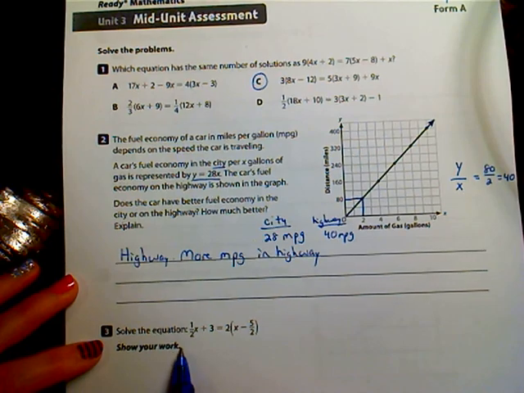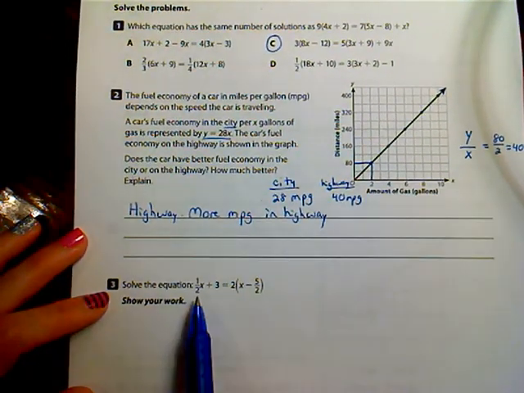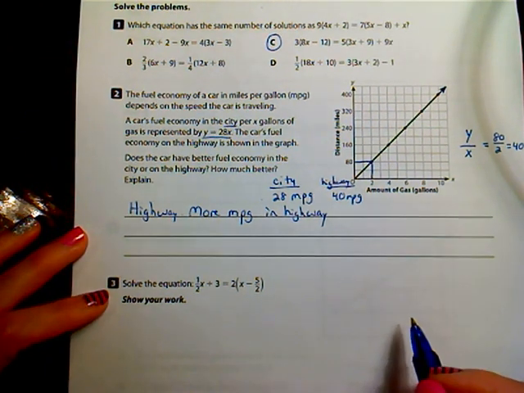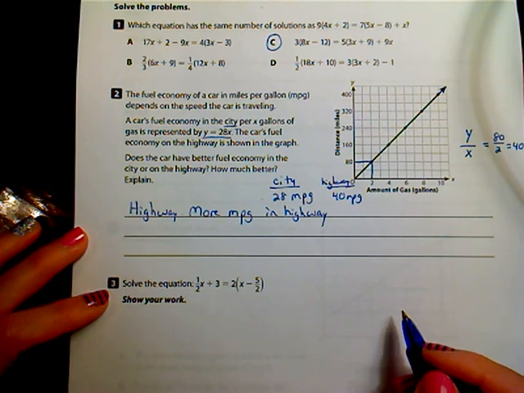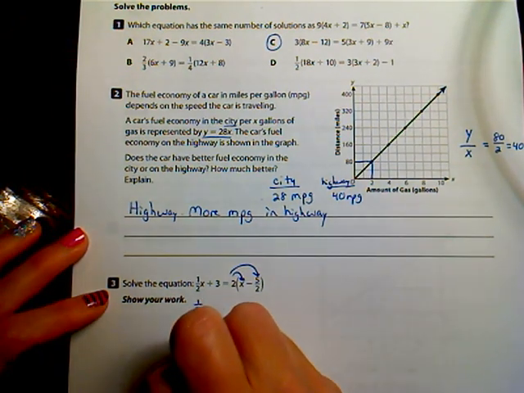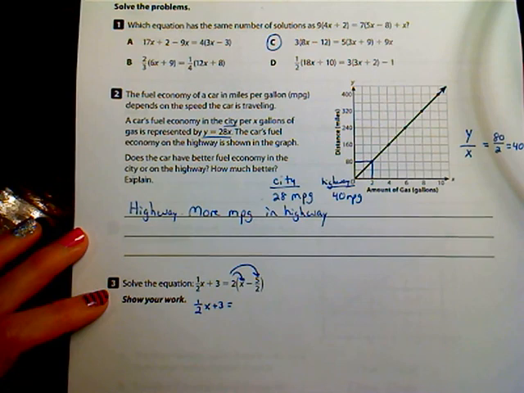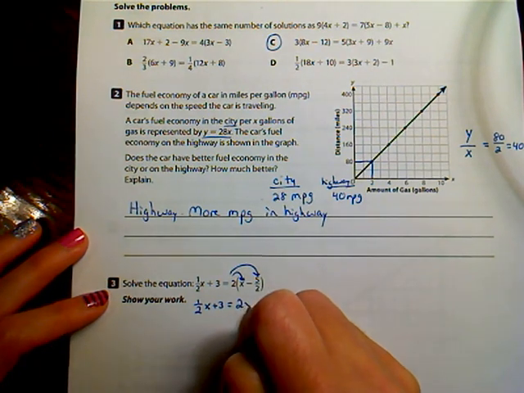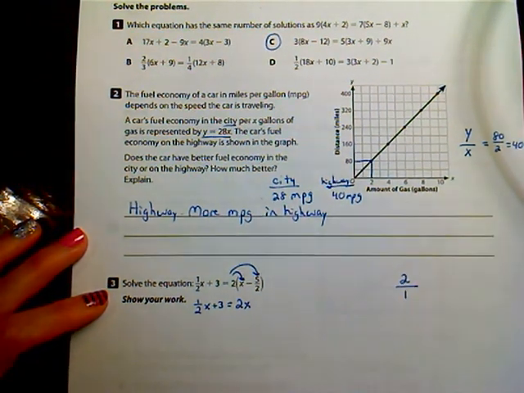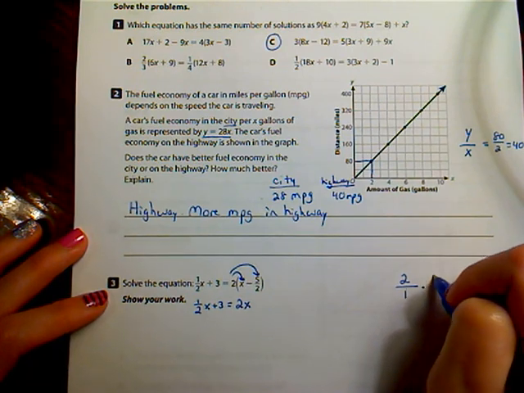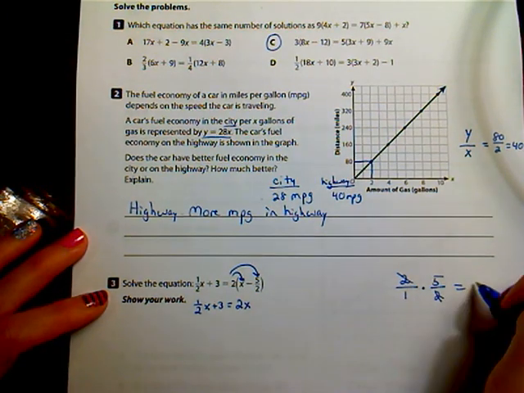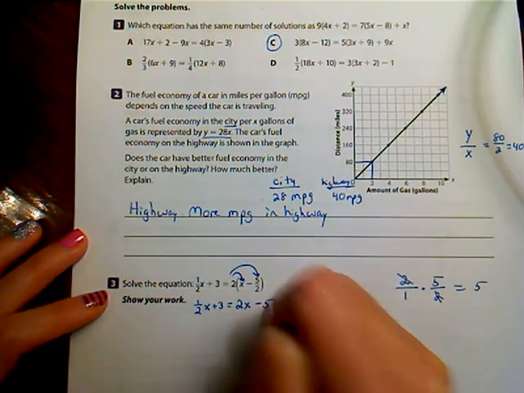Number 3, solve the equation. This one's tricky because you've got fractions and you've got the distributive property. What I would recommend is taking care of the distributive property in this situation. So if I distribute the 2, I'm going to bring down 1/2 x plus 3, keep my equal sign lined up. 2 times x gives me 2x. Now, what you may have forgotten is 2 on the outside written as a fraction would be 2 over 1. 2 times 1 times 5 over 2. The 2's cross cancel, which just leaves me with the 5. So that would bring down minus 5.